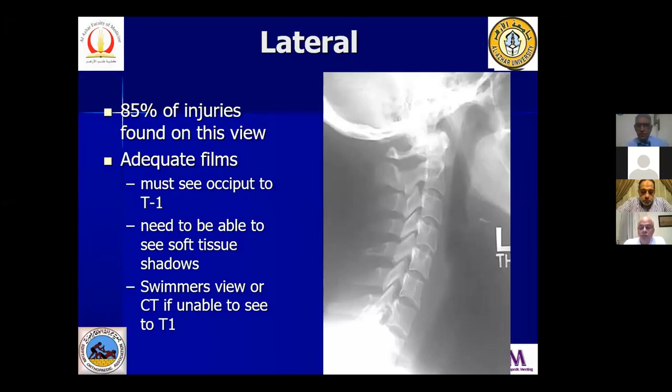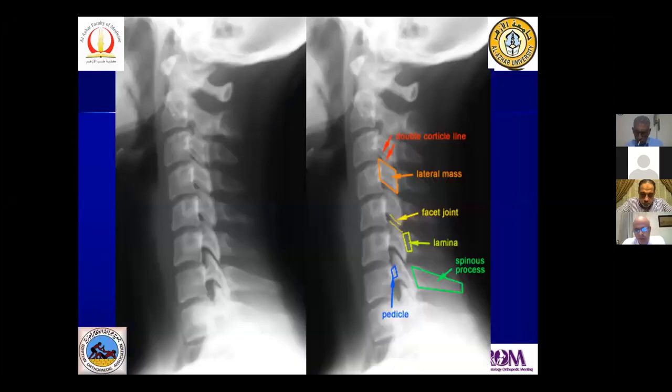80% of the injuries are found in these views. An adequate film must show the occiput to the T1, and needs to be able to show the soft tissue shadow. Use swimmer views, or CT if unable to see the T1. And this is the interpretation of the X-ray of the lateral view.